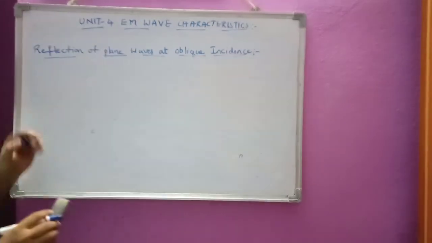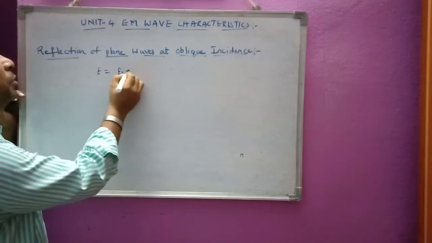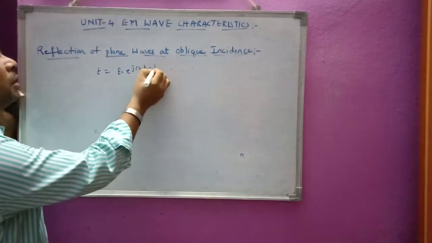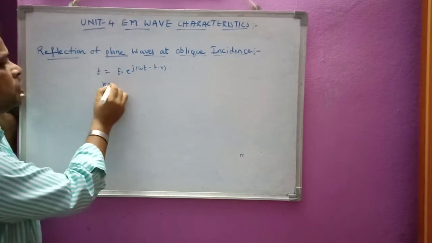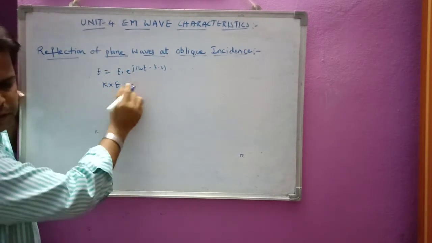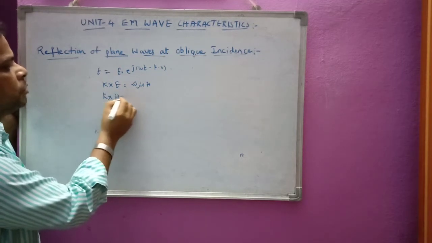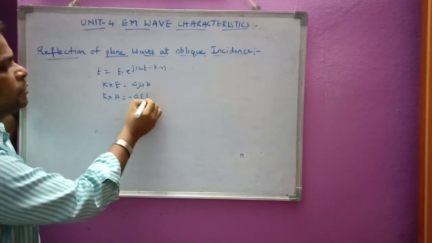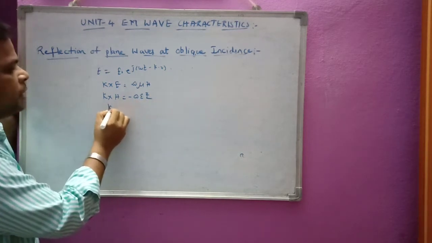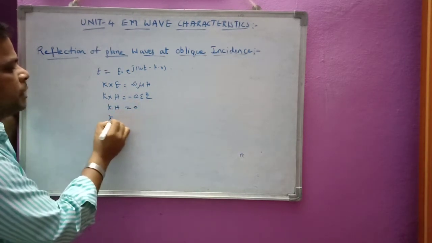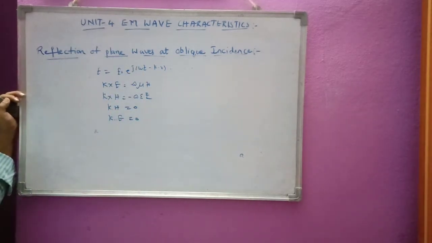Now let me recall all the equations we have taken, the general equations, and what we have shown. By taking the general expression of E, that is E naught into e power j omega t minus k dot r, we have shown that k cross E is equal to omega mu H, and k cross H is equal to minus omega epsilon into E. And k dot H is equal to 0, and k dot E is equal to 0. So all these things we have shown in this lecture class.